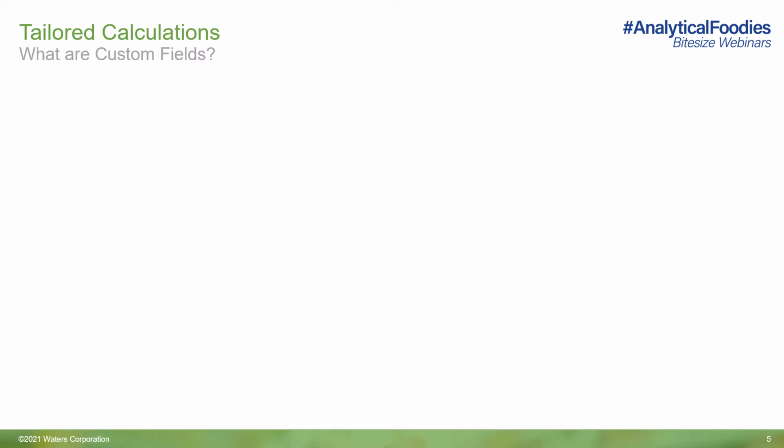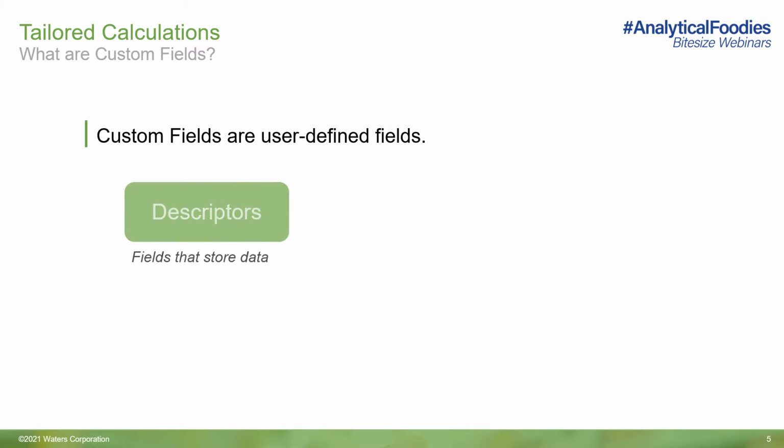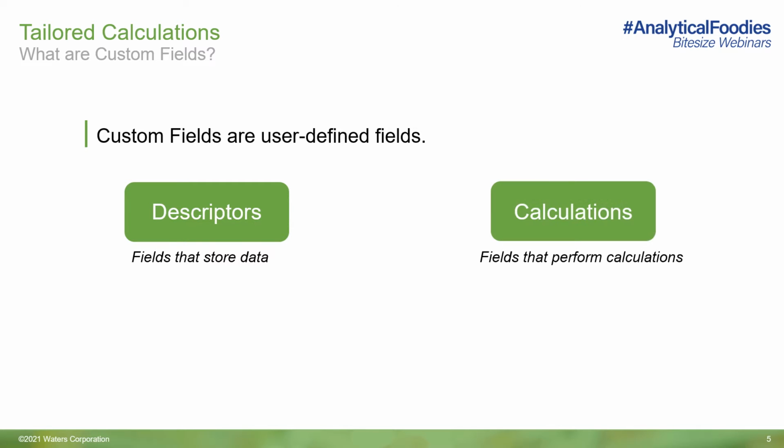So what are custom fields? Custom fields are user-defined fields. These user-defined fields are identical to predefined fields and can be used fully in all operations in Empower. There are two main types of custom fields, namely descriptors and calculations. Descriptors allow users to retrieve and store data, track data entry, and report data.